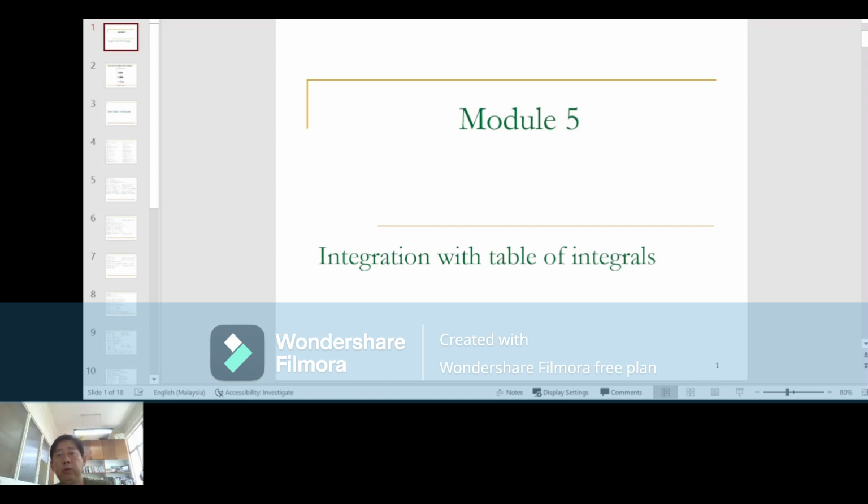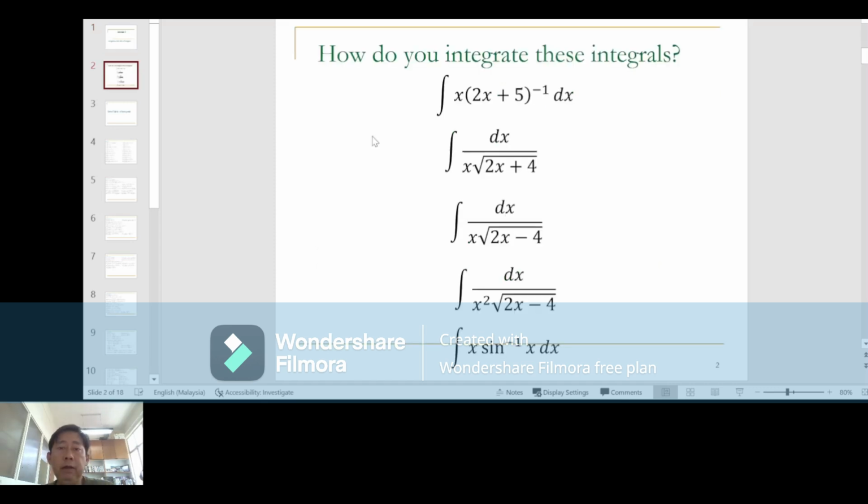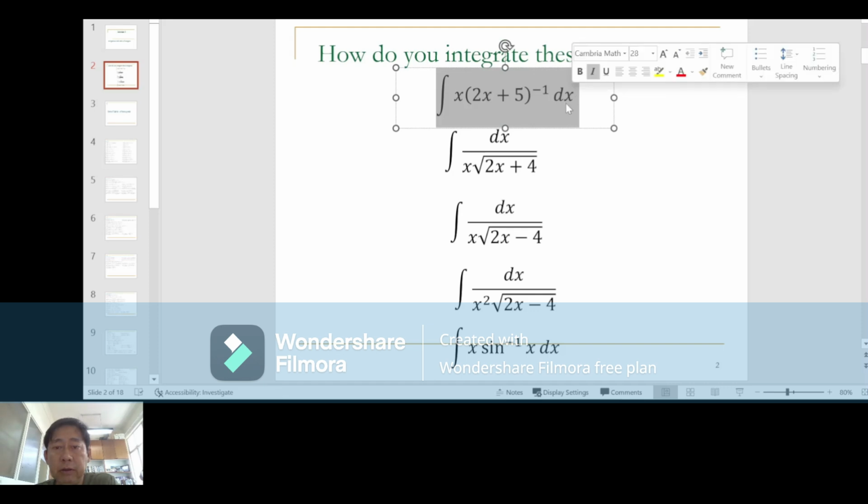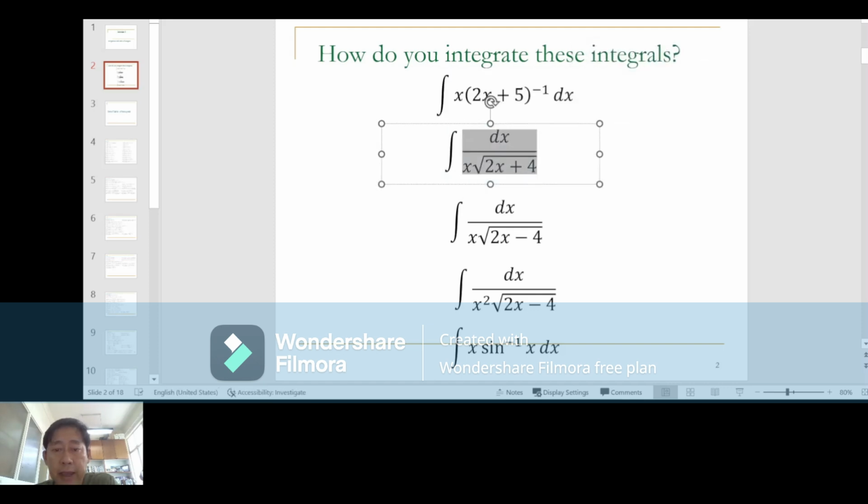In this module, we are going to talk about how to perform integrations by using an integral table. Before we go into the details of the integral table, we first ask a few simple questions. How do you perform the integrations for the functions as shown in these slides?